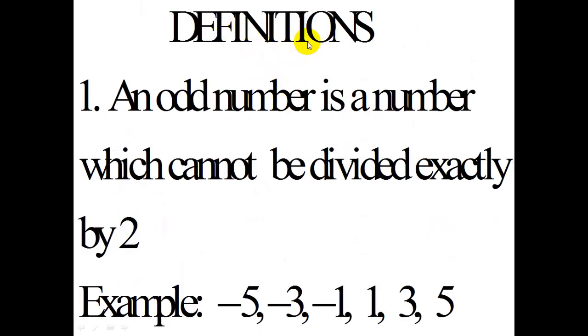Now let's look at some definitions. An odd number is a number which cannot be divided exactly by 2. When we say an odd number is a number which cannot be divided exactly by 2, we mean that when we divide an odd number by 2, there is a remainder.